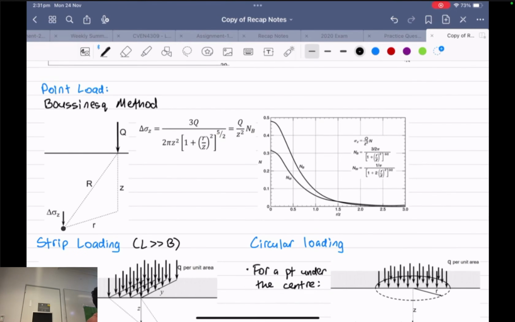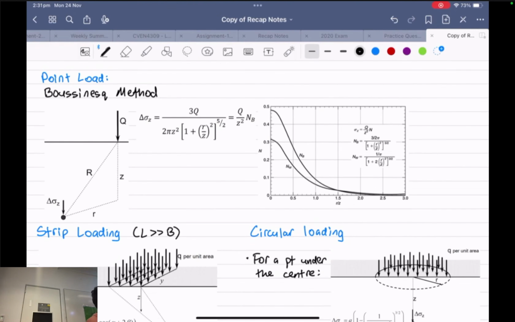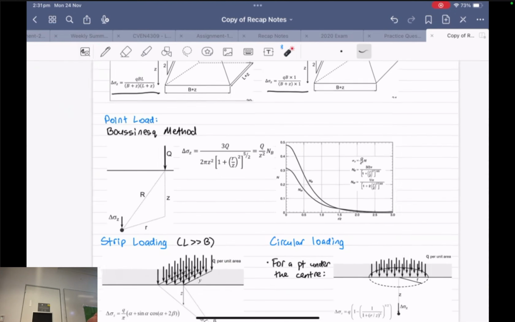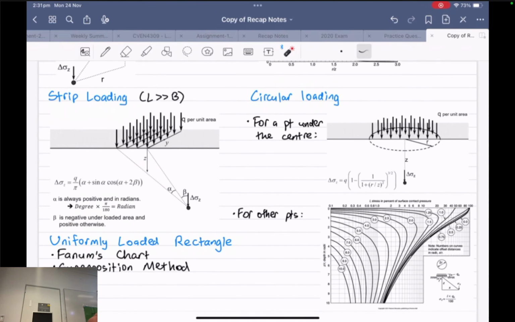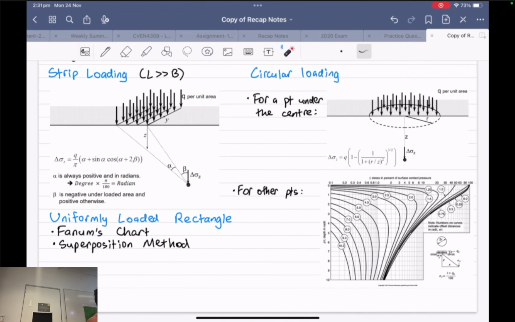There's also the Boussinesq method, so that's just using this formula given certain values which you have to derive. Strip loadings and circular loadings have these formulas as well. I'm not going to go through these in detail because they're also just in the lecture slides, but these are just the different methods you use to find delta sigma z. You can also use Newmark's chart or superposition.